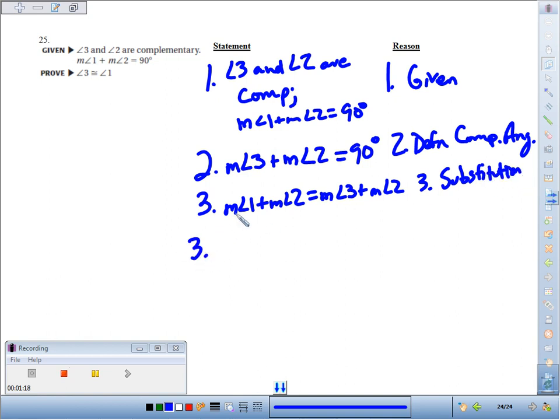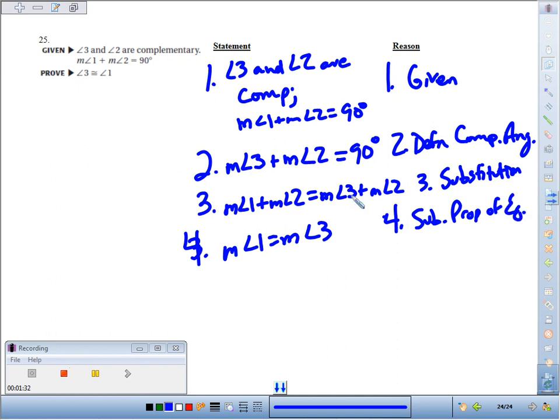Well, our next step, since we have a measure of angle 2 on both sides, we could say the measure of angle 1 equals the measure of angle 3. Oops, this is step 4. And that would be our subtraction property of equality. But if their measures are equal, then by definition of congruency, angle 1 is congruent to angle 3.